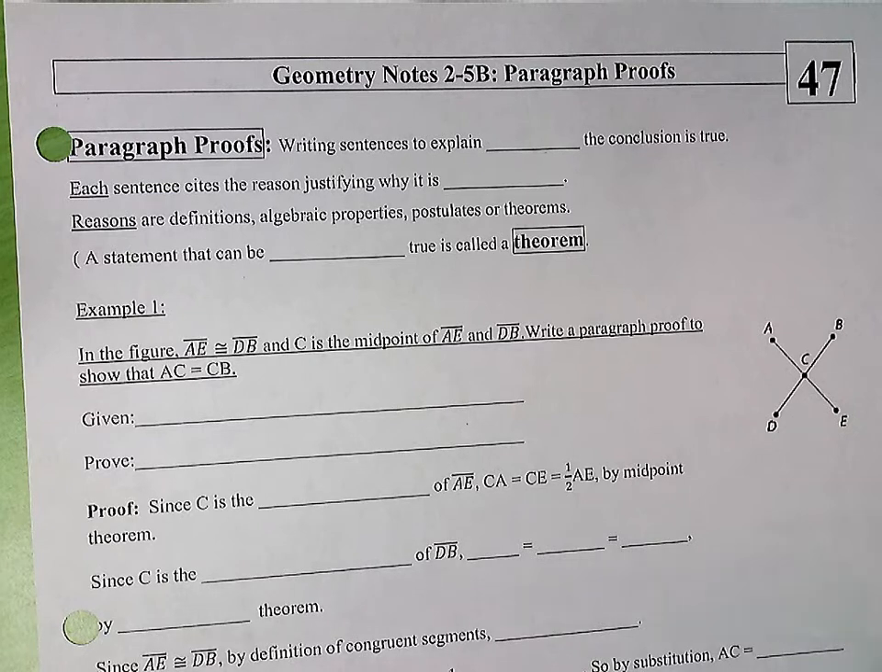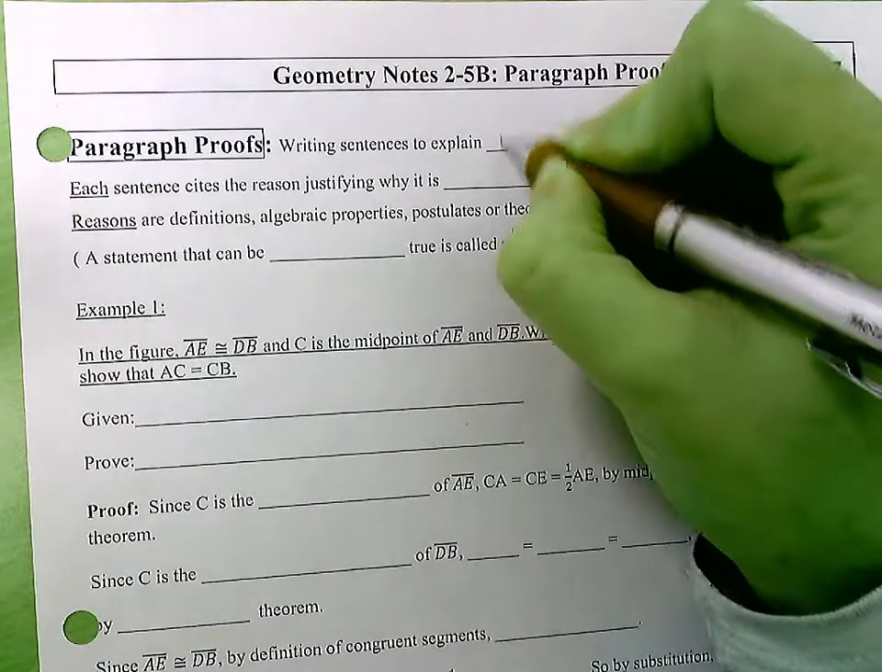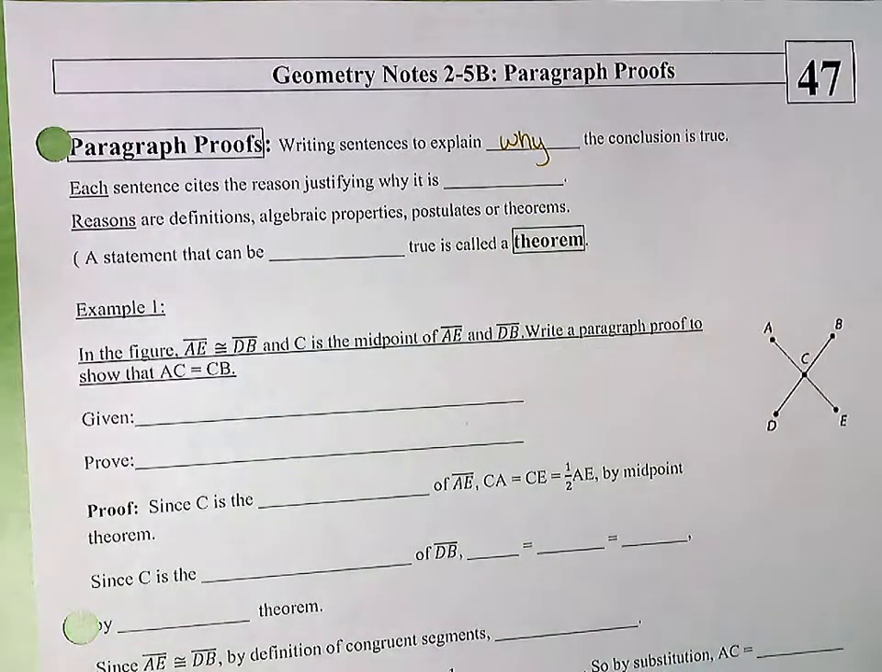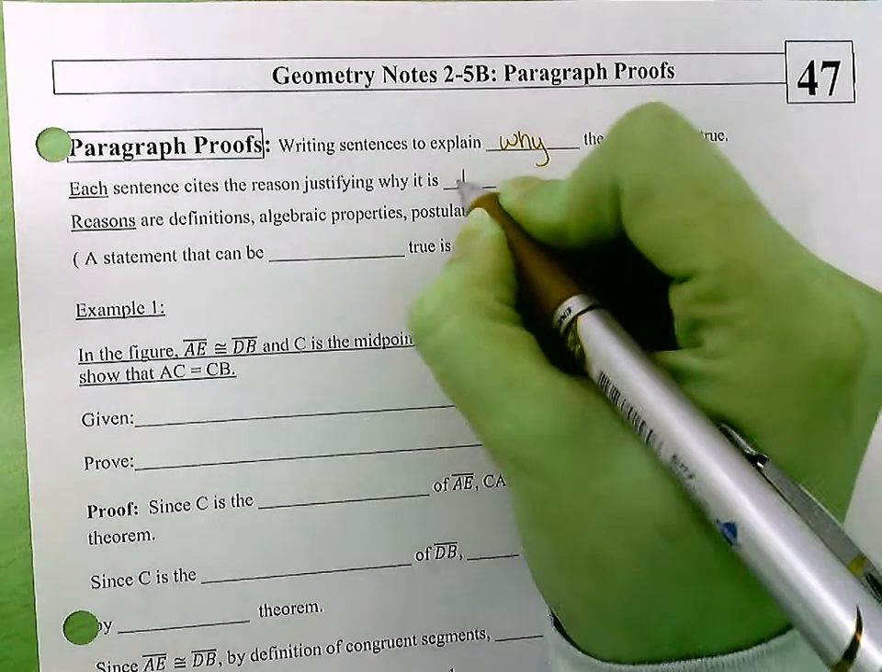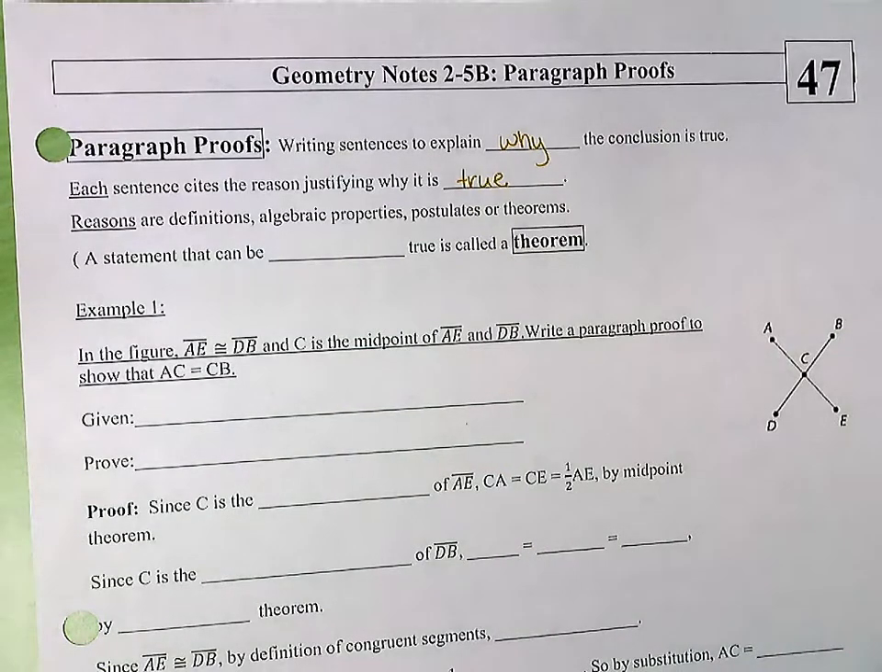So paragraph proofs are writing sentences to explain why the conclusion is true. Okay, so you have to explain why that conclusion would be true. Each sentence cites the reason justifying why it is true. Okay, so again, each of those sentences is like a row in your 2-column proof. Why did I do this step, then this step, then this step? You're just writing it in a sentence instead of just stating it.